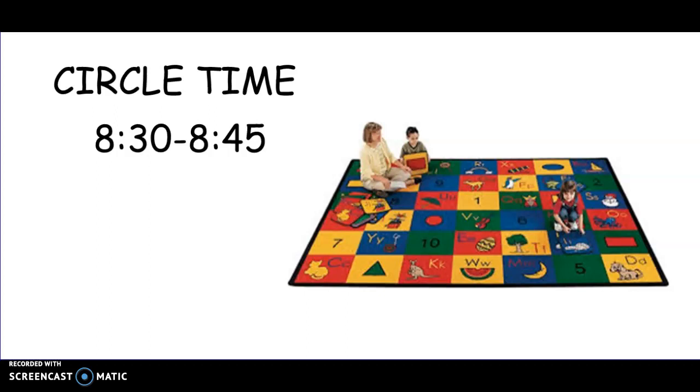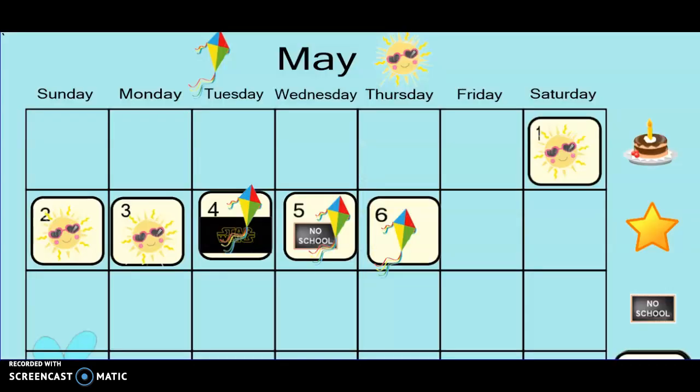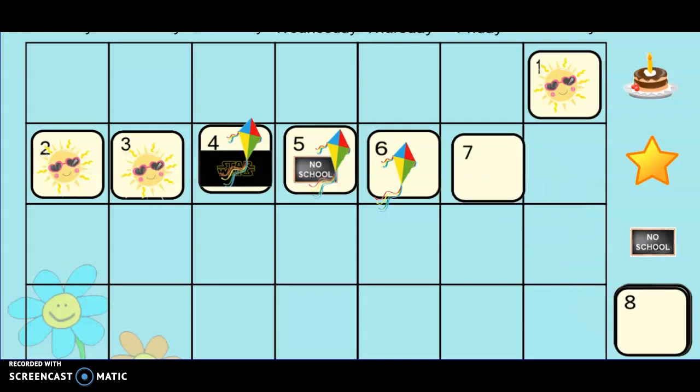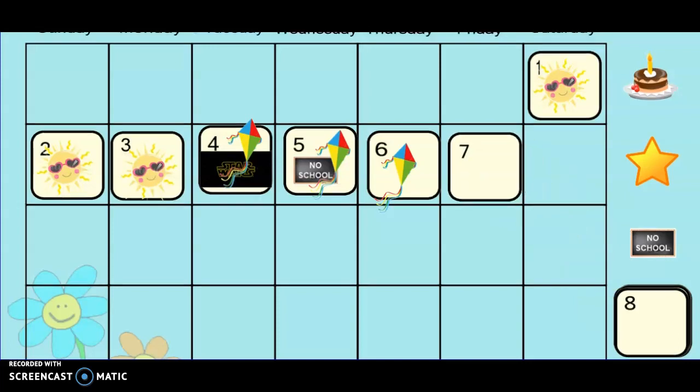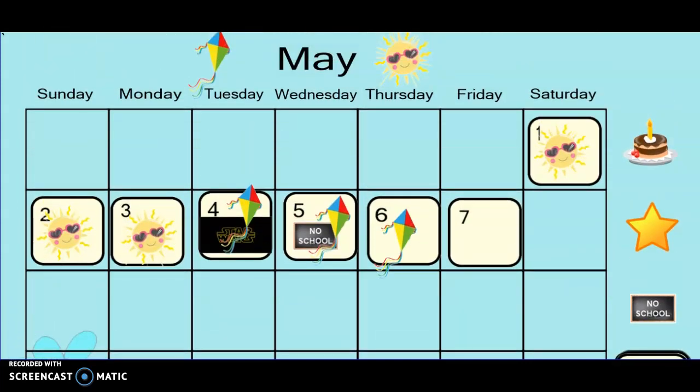It is time for Circle. Let's take a look at our calendar. It is May the 7th. Let's go ahead and sing our Days of the Week song. Figure out what today is. I bet you already know without even singing the song, but let's sing it anyway. It's a good song.